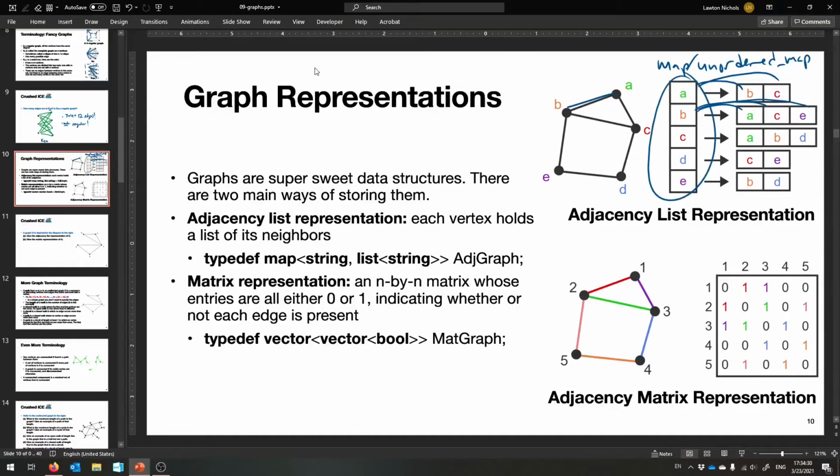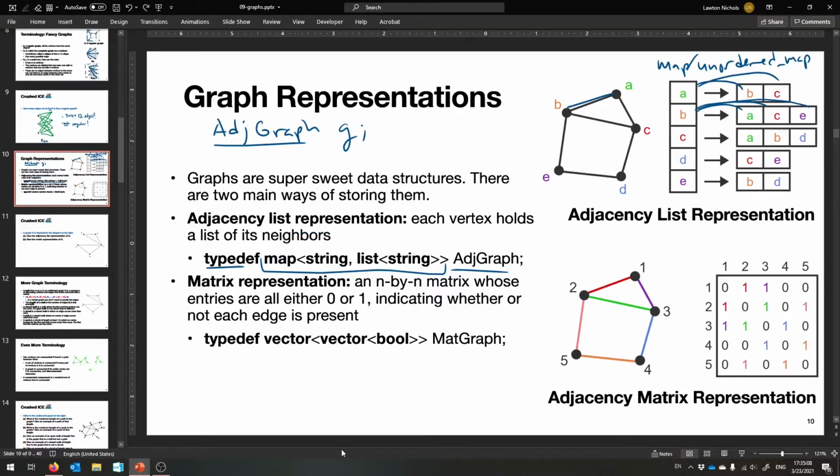So it's like a map from vertex names to lists of vertex names. Okay, and so you could make a typedef in C++ so that whenever you say adjacency graph, you really get this type. That's what a typedef gives you. It gives you another name for an existing type. So now you could say something like graph G, and you can start filling it. This is replaced with this entire type. That's what a typedef does. It's cool. So that is one way to store a graph.